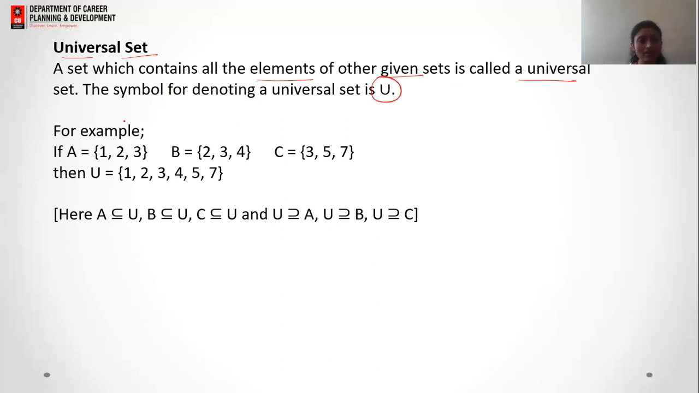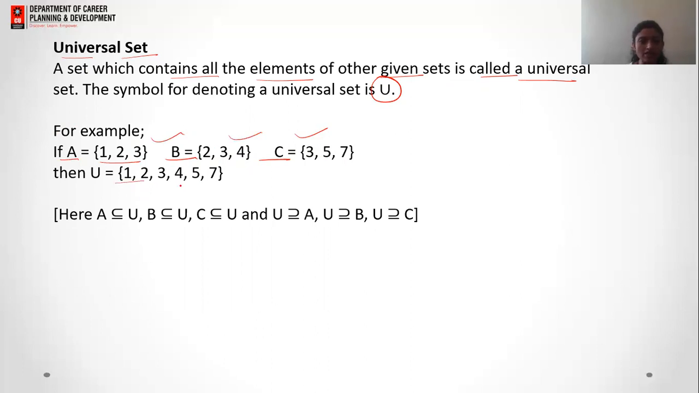So let's take an example. If there are 3 sets, A, B, and C. In the first set, set A, there are 3 elements, 1, 2, and 3. And in set B, again 3 elements are there, but these are different, 2, 3, and 4. And in the given set C, the elements are 3, 5, and 7. So what will be the universal set? A set which contains all the elements of the other given sets is called the universal set. And there are 3 sets given to us, A, B, C.